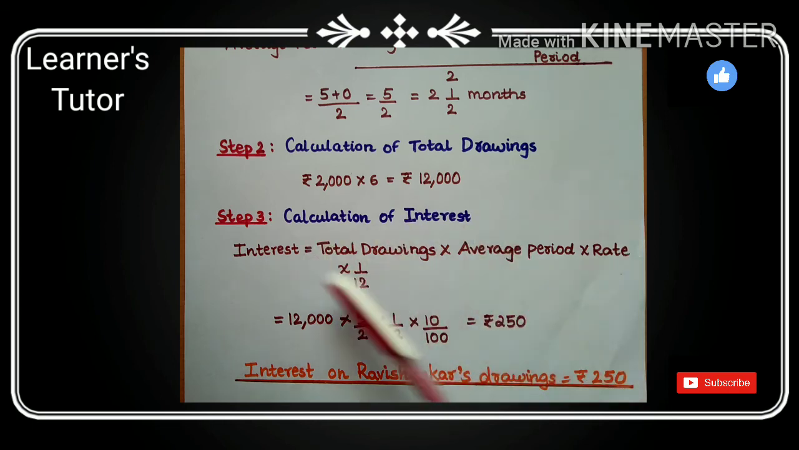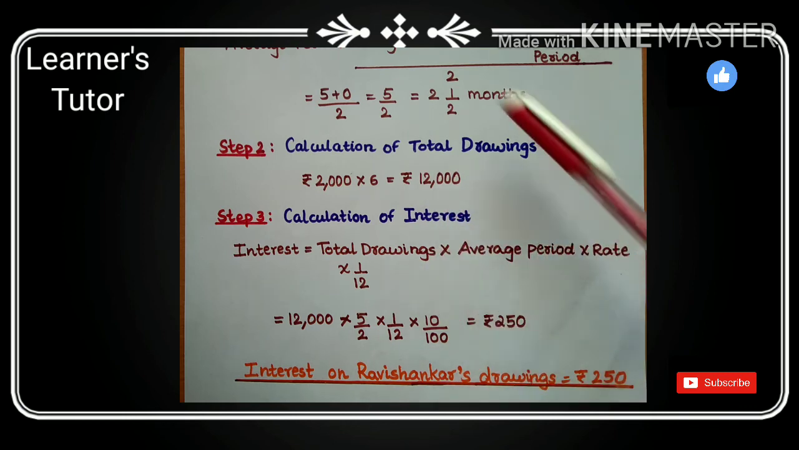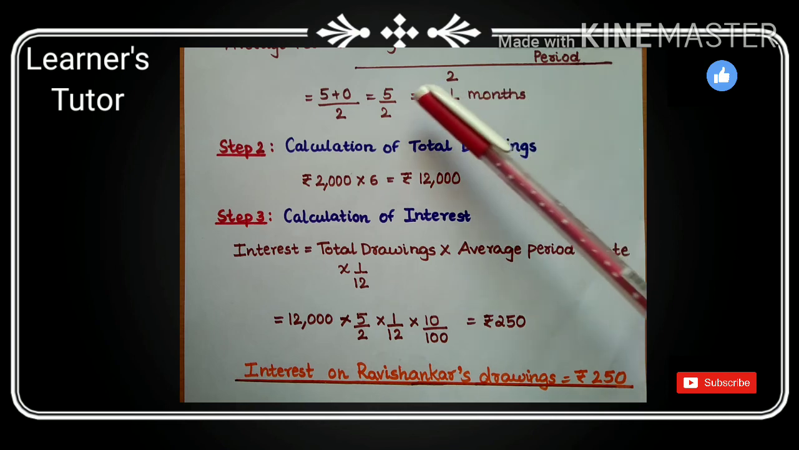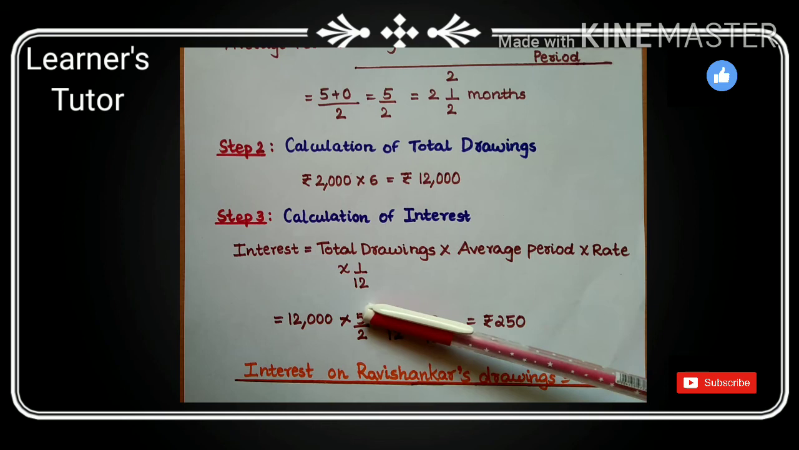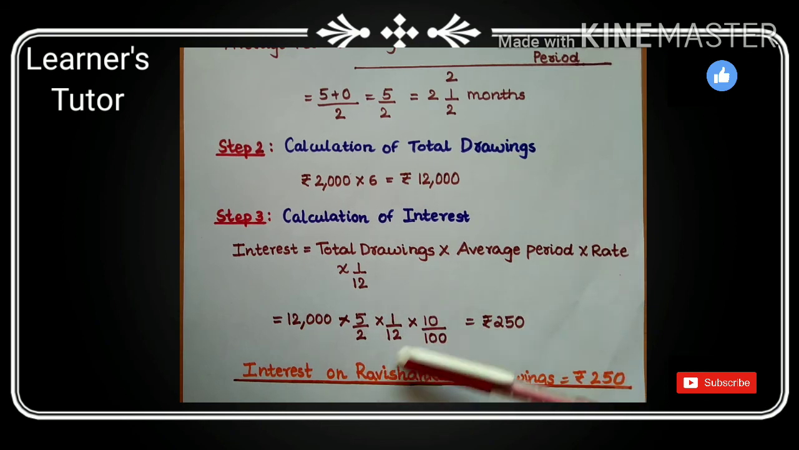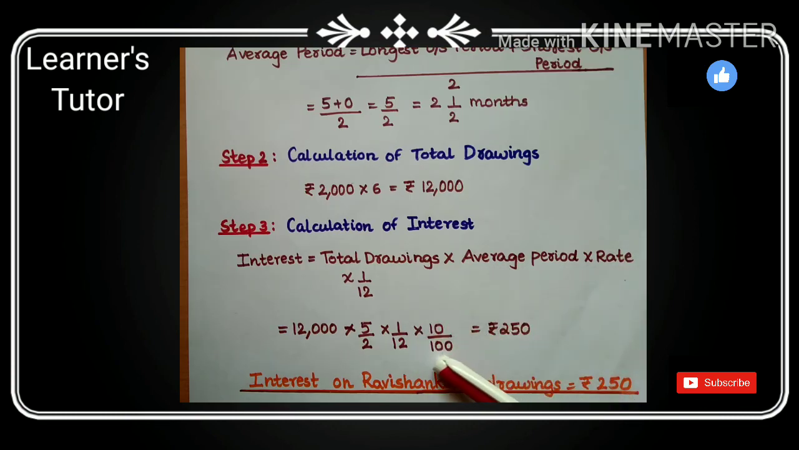What is the total drawings? 12,000. What is the average period? 2.5 months, correct? But I would take 5 by 2 because it will make it easy and simplify better for me. So 5 by 2, 1 by 12 into, what is the rate of interest? It is 10% per annum. So it is 10 by 100. So 12,000 into 5 by 2 into 1 by 12 into 10 by 100 is equal to rupees 250. So interest on Ravi Shankar's drawing would be rupees 250.